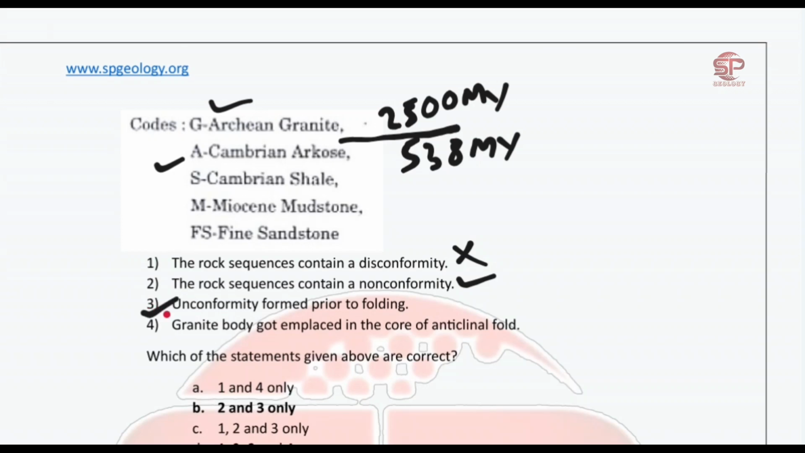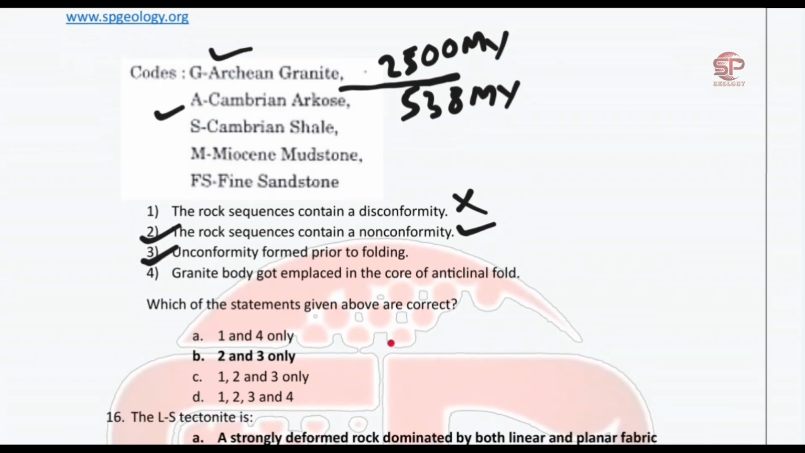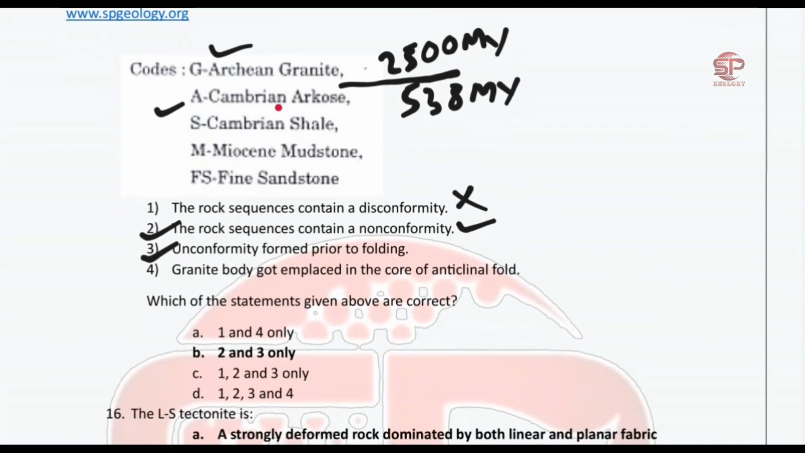So this option will be correct, and two options will be correct. Then, the granitic body got emplaced in the core of the anticlinal fold. As you can see, the unconformity is formed prior to the folding. That means the granitic body was already emplaced before the folding. So there will be no such condition where the granitic body is emplaced in the core of the anticlinal fold, because granite is older than the arkose. So option B, that is 2131.